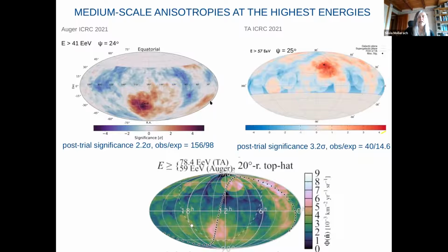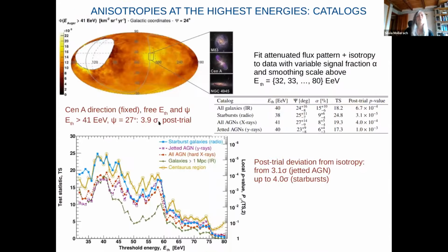Going to the highest energies and smaller angular scales, the largest excess of flux of Auger appears here. Here is that of Telescope Array, and at different energies, this is 40 EeV, 57 EeV. We can look in a few minutes. Okay.